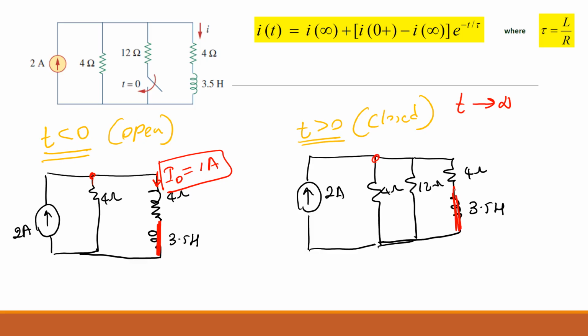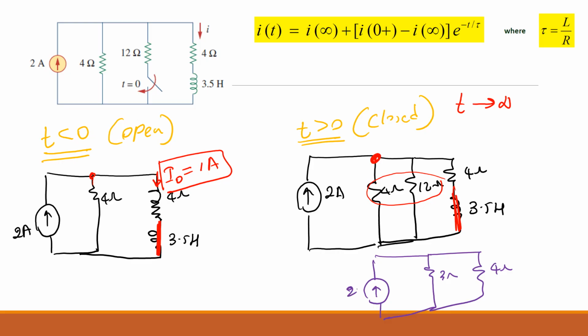Now your 2 amps is coming to this node and splitting between 3 resistors. You can use the current division rule if you combine these two and make it a single resistor. Do you agree? Yes. So when you combine these two, all three are in parallel to each other. But don't touch the 4 because we need to find the current across the 4. So when you add 4 and 12 in parallel, what will be the resultant? 3.